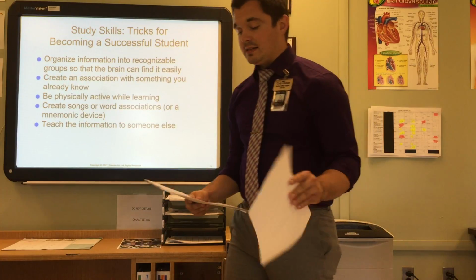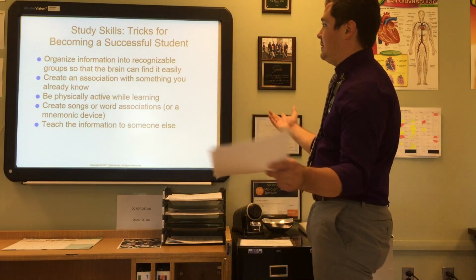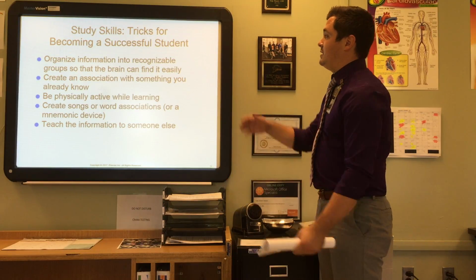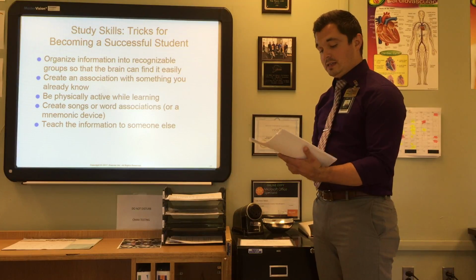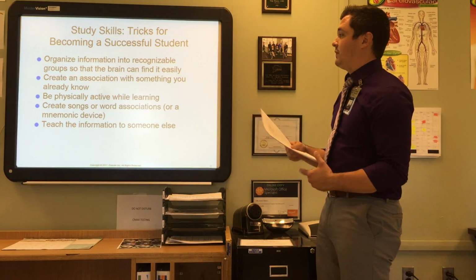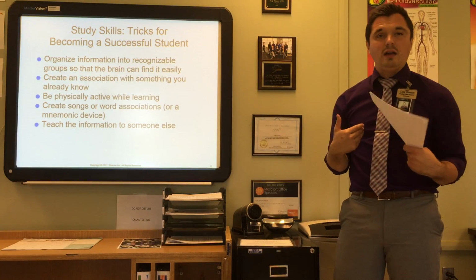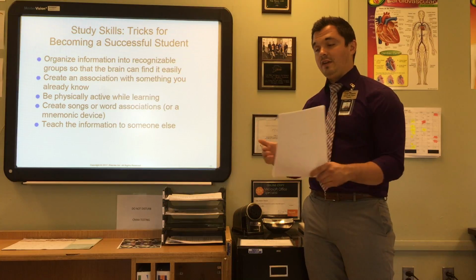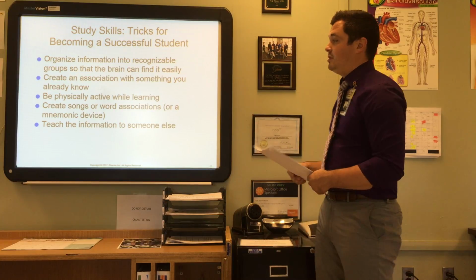So here's some more study skills for you, okay? And they're tricks to becoming a successful student. Different ways to help you manage and organize information into recognizable groups so that the brain can find it easily. So that's one way. That's a trick, okay? Maybe you create associations with something you already know. That's something that I do a lot, okay? When I'm learning something new, I'll look at things that I know already and try to find a link between the two to help me bridge that gap of understanding.